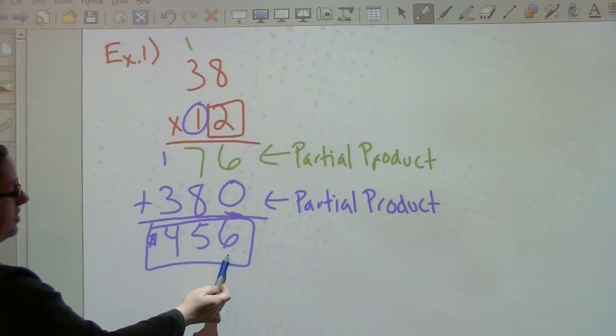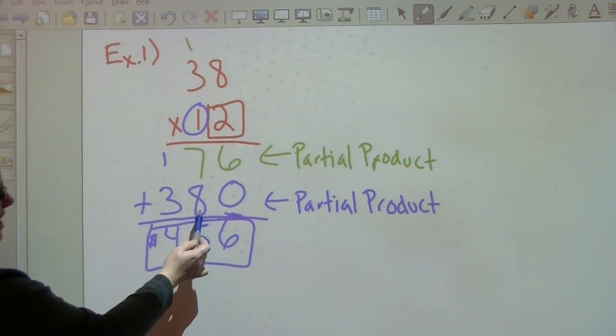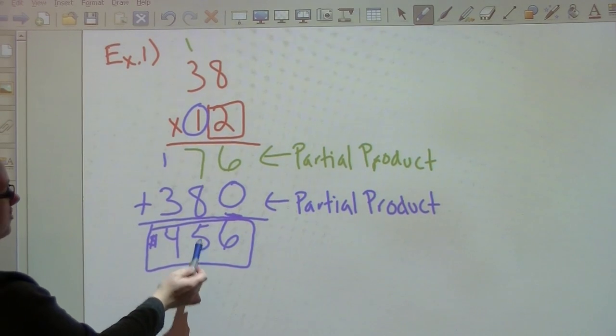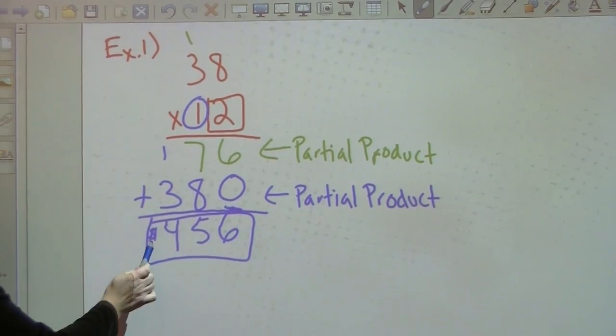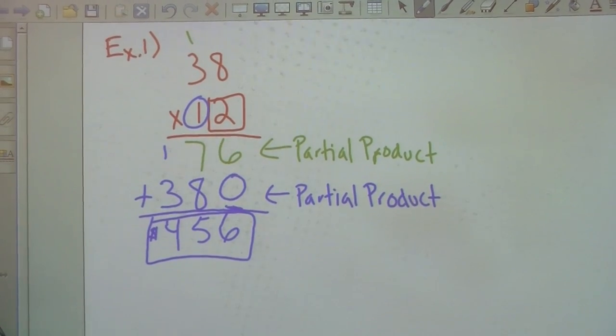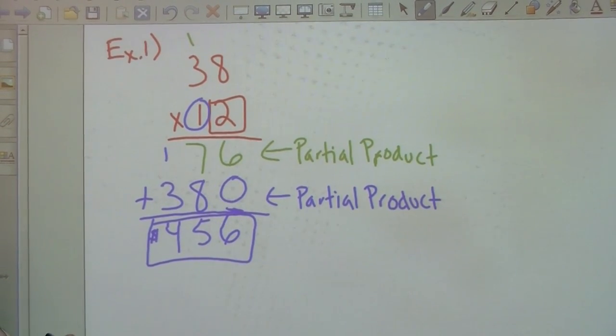6 plus 0 gave us 6. 7 plus 8 gives us 15. So 5 goes down here, 1 gets regrouped, and 1 plus 3 is 4, giving us a final answer of $456. All right, good job, 5th grade.